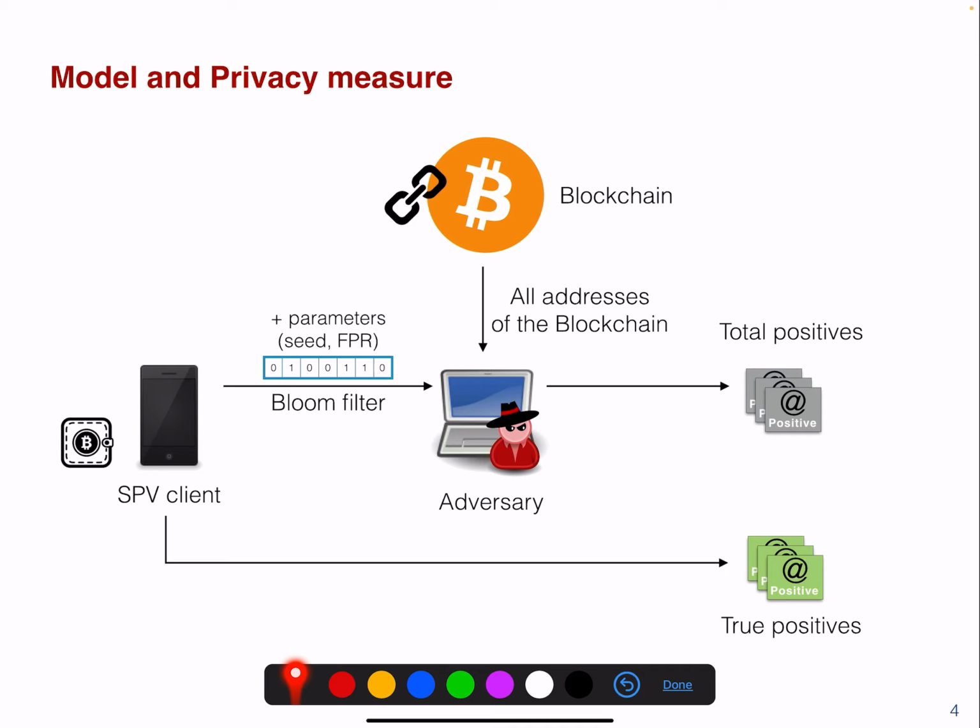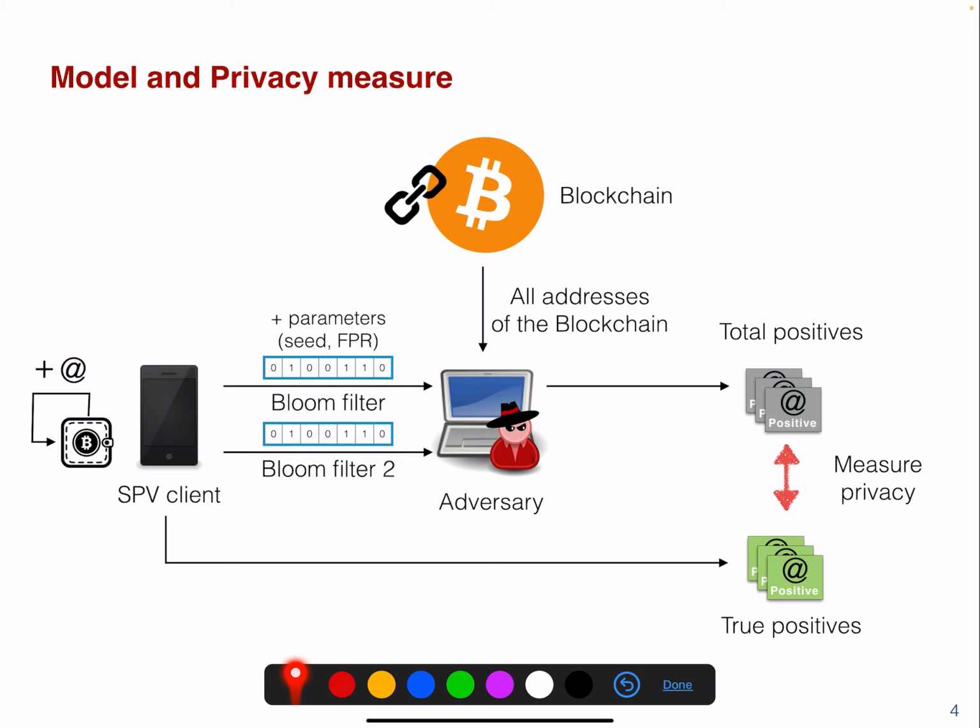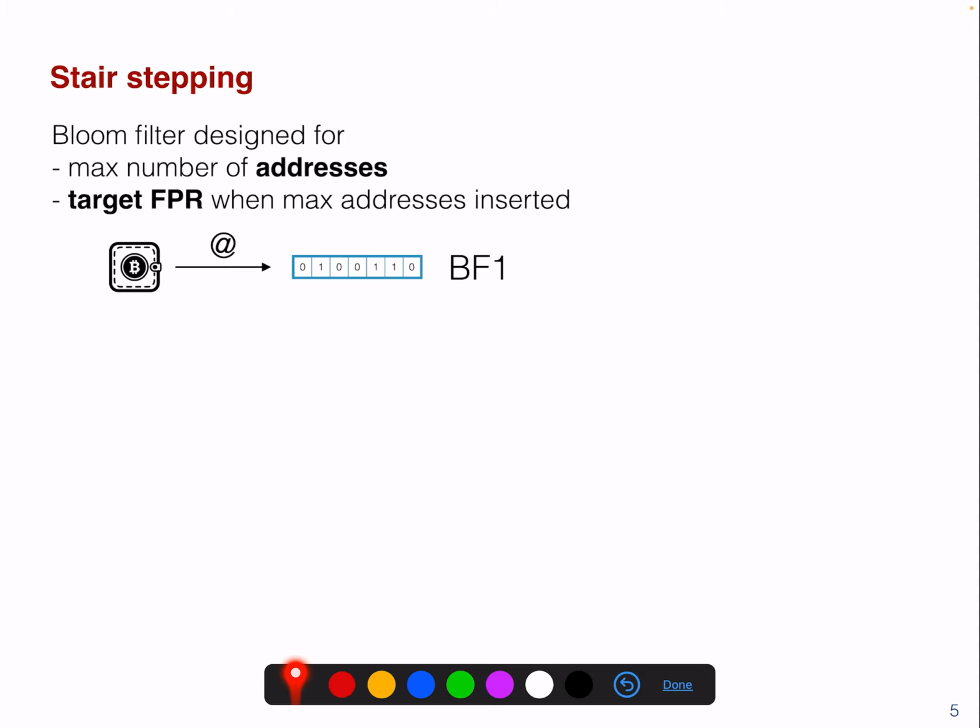And then, because we have set up the SPV client, we know the number of addresses that the SPV client actually owns. This is the set of true positives. Now, we can quantify privacy by objectively comparing these two sets of addresses. Then we can increase the number of addresses and do the same thing again, right? We can add more addresses here and repeat the whole cycle. And then we can even do this with a second Bloom filter in order to see whether we can do any intersection attack among different filters.